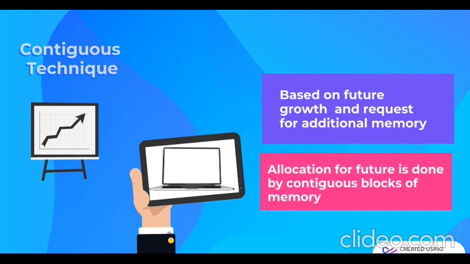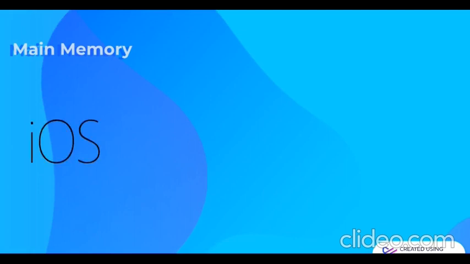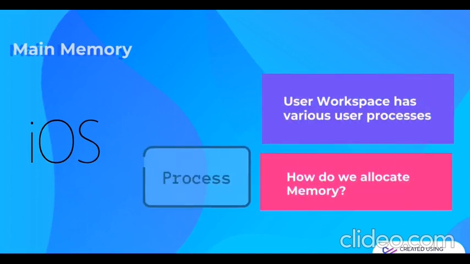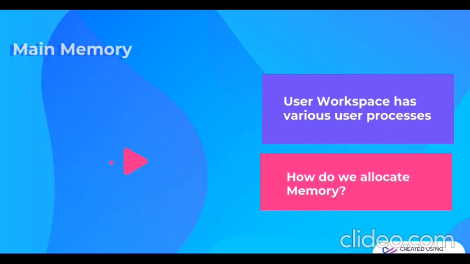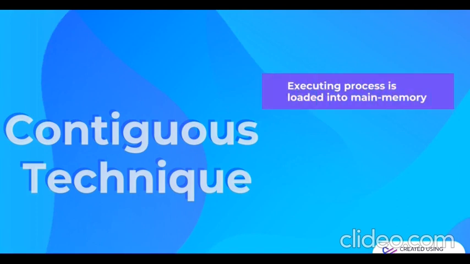Considering this future expansion and the file's request for memory, the operating system will allocate that many contiguous blocks of memory to that file. The main memory has to accommodate both the operating system and the user space. Now here, the user space has to accommodate various user processes. Now the question arises: how to allocate the available memory space to the user processes that are waiting in a ready queue? In contiguous memory allocation, when the process arrives from the ready queue to the main memory for execution, the contiguous memory blocks are allocated to the process according to its requirement.